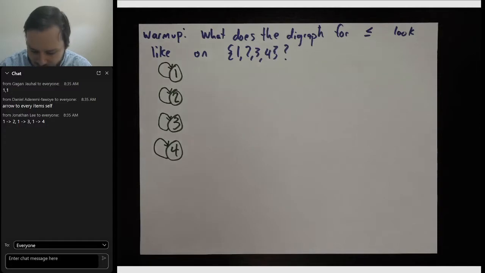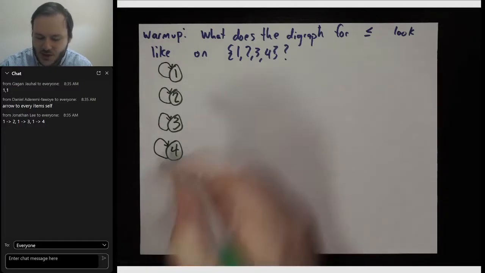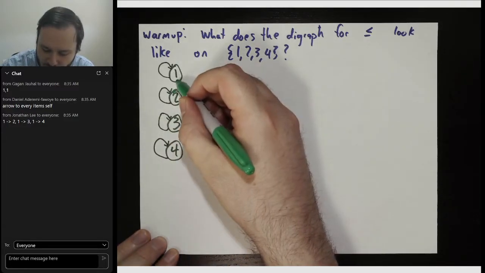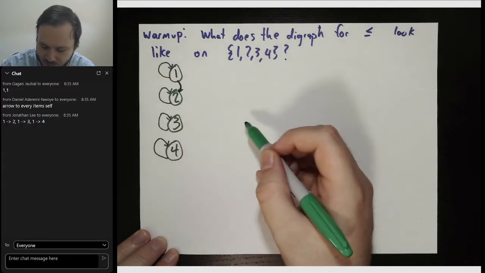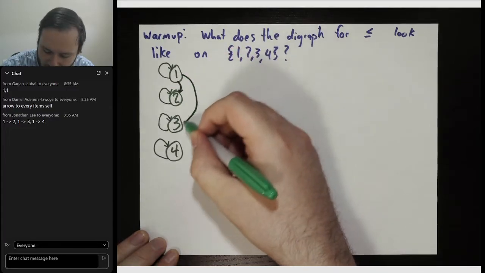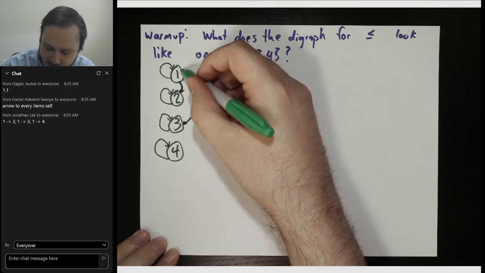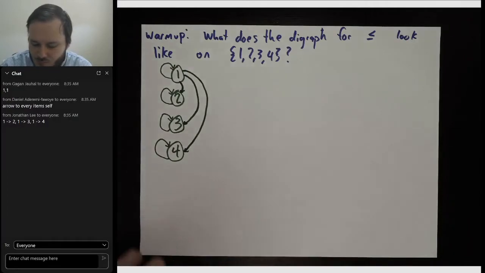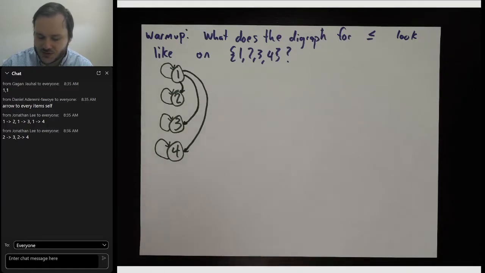Good. So now what else do we have? What else is less than or equal to something else? 1 is less than or equal to 2. So I want to draw an arrow from 1 to 2. And 1 is less than or equal to 3. So I want an arrow from 1 to 3. And 1 is less than or equal to 4. So I want an arrow from 1 to 4. Need a couple more arrows. 2 goes to 3 and 2 goes to 4.